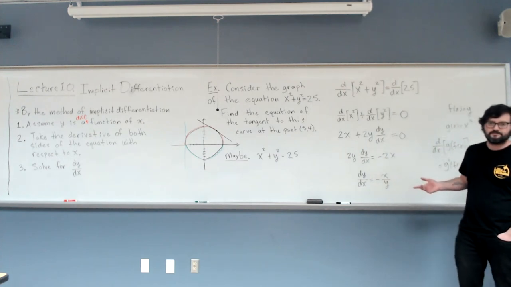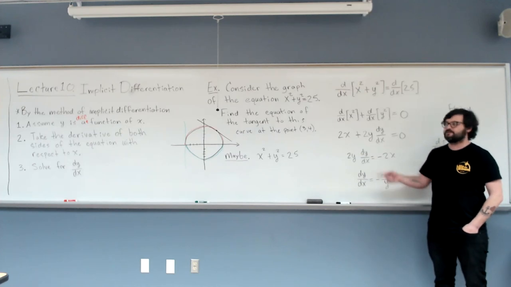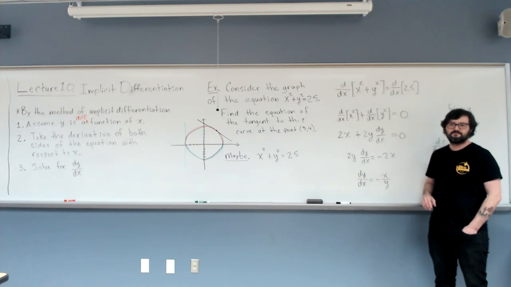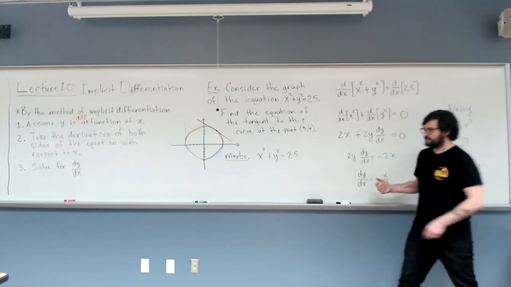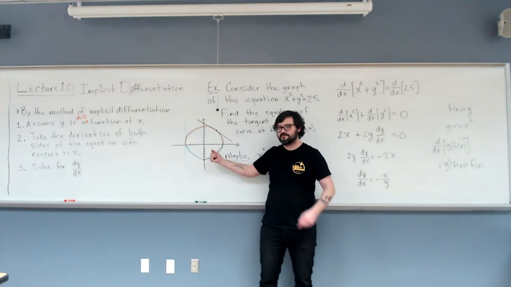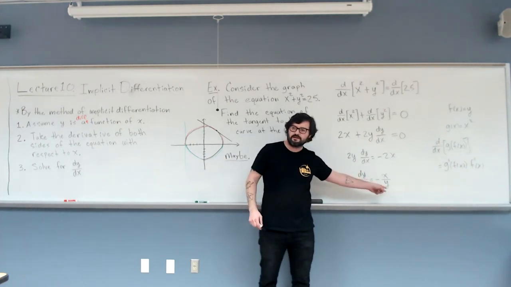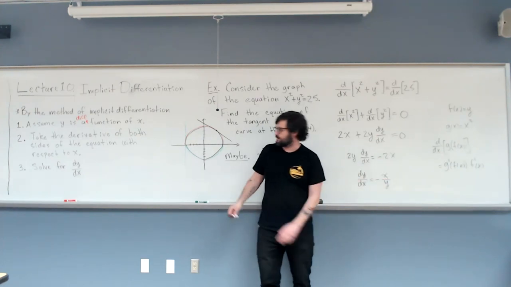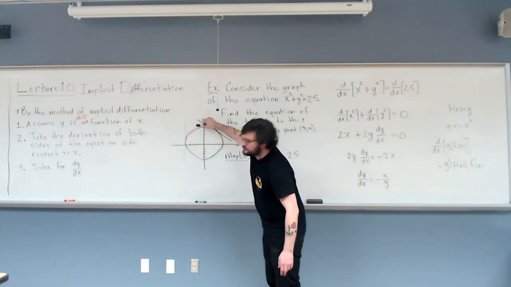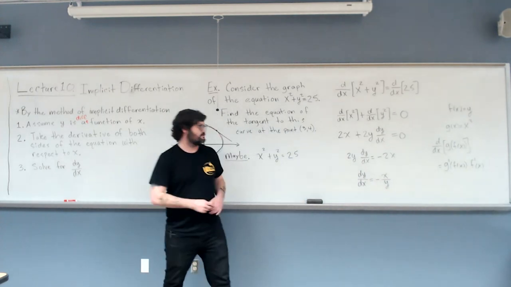Every other place. And look at how much this tells you. Where is the slope of the tangent line flat? When x is zero. When x is zero, it's flat, right? But we don't have to look at the picture to know that. Looking at that tells me that. If x is zero, it doesn't matter what y is. The slope of the tangent line is zero. So flat. Those are the points where x is zero. It tells us a lot.